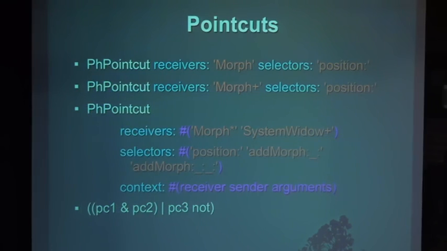And you can ask for some information of the context when your advice is going to be executed. Like you can ask for the receiver, the sender, arguments, and other stuff. The pointcuts are first class, so you can combine pointcuts to create new pointcuts, like pointcut 1 and pointcut 2 or pointcut 3 not, as in the example above.